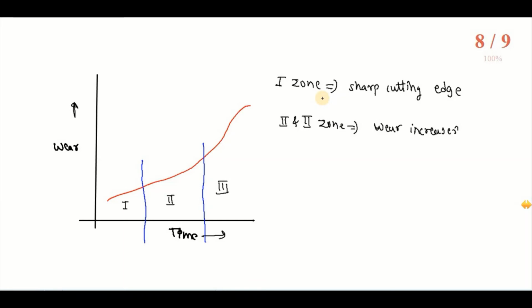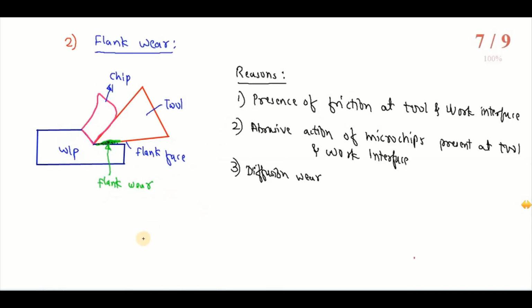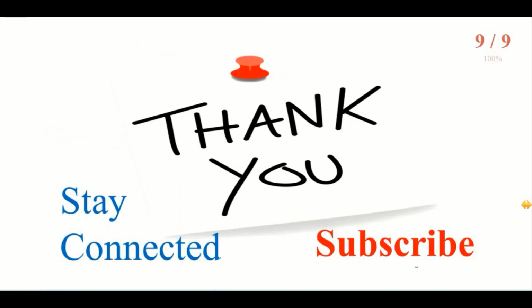So we have considered the first two modes of failure, that is plastic deformation and mechanical breakage. These are abnormal modes of failure. So this gradual wear failure is a normal mode of failure, and it repeats continuously when we are doing the operation using the same cutting tool. So here we have seen what the modes of failure and types of failure are.